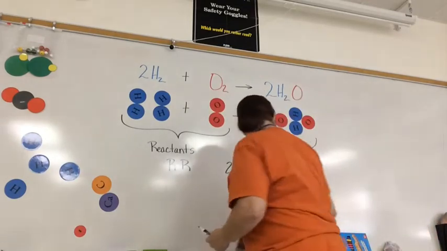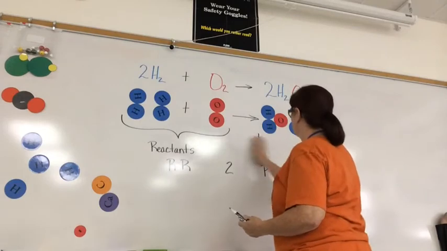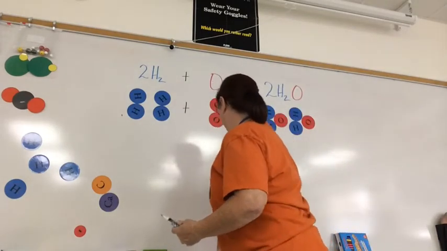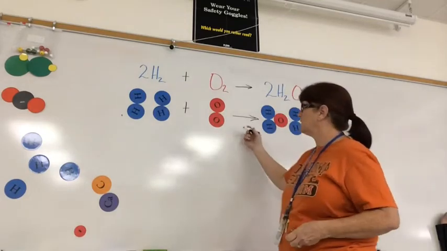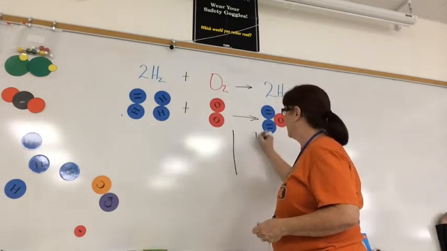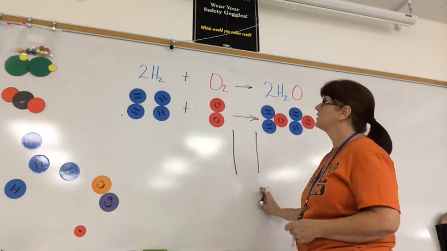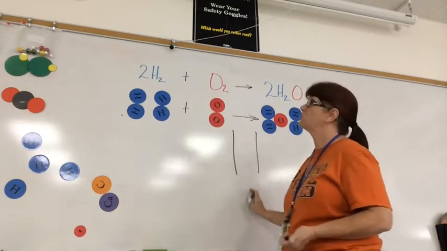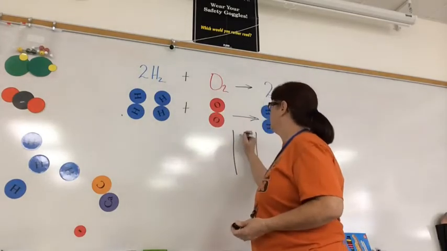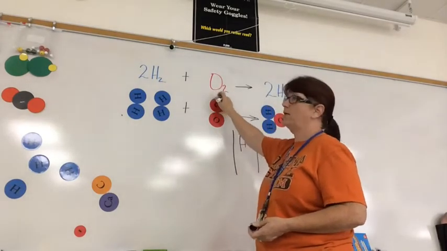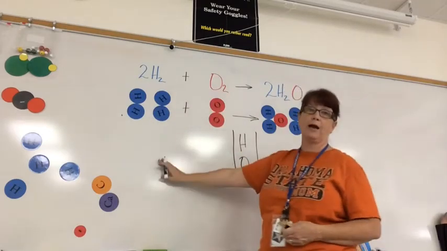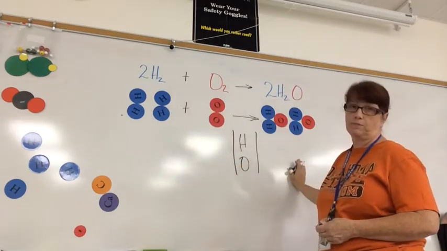All right, let me take this off for just a minute, and we're going to set this up. Underneath your arrow, draw two lines. Inside those lines, you're going to write the symbols for each of the elements that you have. So we have H and O. Those are the two elements used in both our reactants and our products.